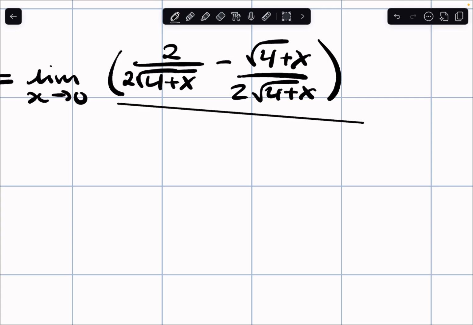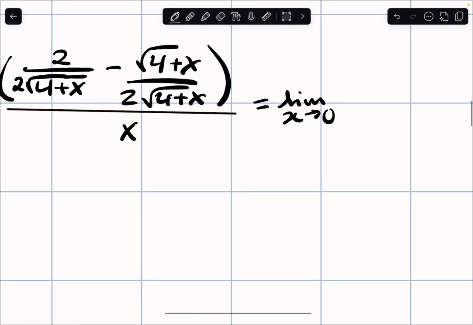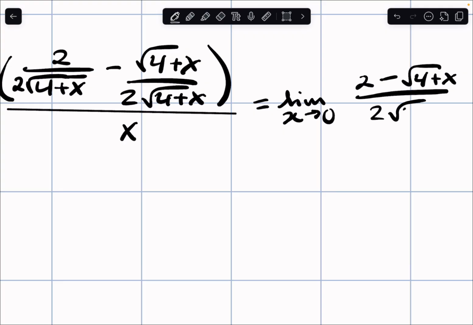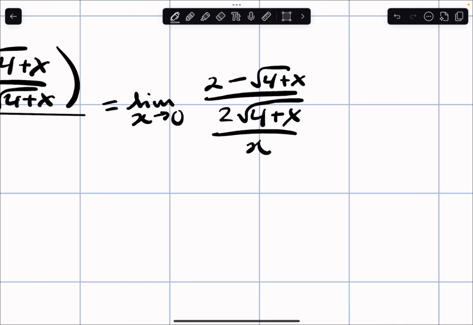Divide this by x. And then we have 2 minus the square root of 4 plus x over 2 times the square root of 4 plus x, over x. And then we will move the x. Actually, not just yet. Now it's time to multiply the top and the bottom by the radical conjugate.